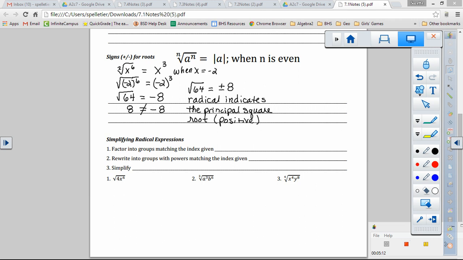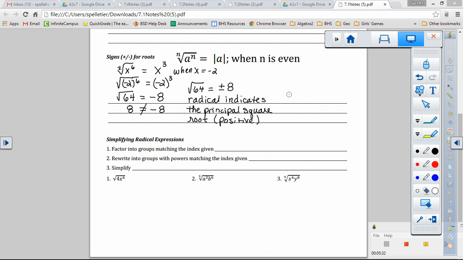Okay? And so if that's the case, if radicals indicate that they want the principal square root or the positive value, then we're going to have to do something about the fact that we're getting negatives in our answers. And so you fix it by taking the absolute value.